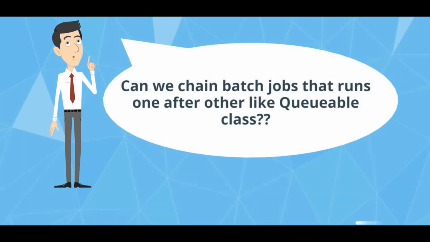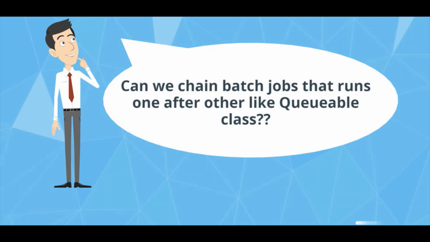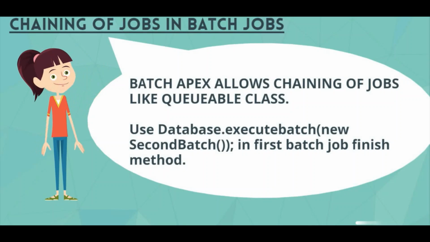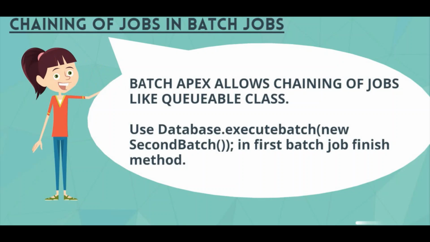Oh, can we chain batch jobs that run one after the other like Queueable class? Yes. Once a batch job is done, if you want to chain another batch job after the first job is done, this is possible. It's very similar to a Queueable job, but here you need to use Database.executeBatch in the first job's finish method. So let me show you that.